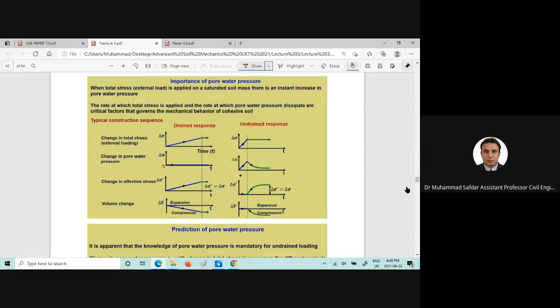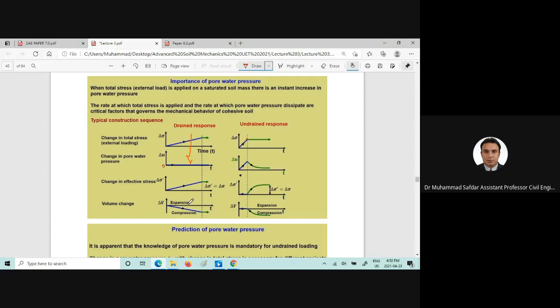Here the importance of pore water pressure has been discussed. For example, in the drained case, the change in total stress would cause a change in the pore water pressure, but as the soil is in drained condition, there won't be any increase in the pore water pressure. Then the change in effective stress would occur because the pore water pressure is dissipating and the volumetric change is occurring. So that's from the practical field point of view, if the construction process is occurring.